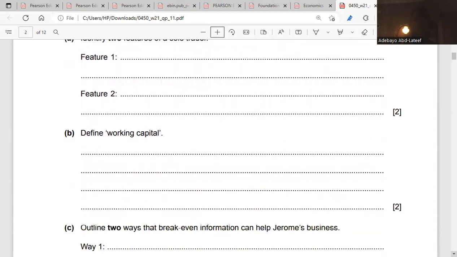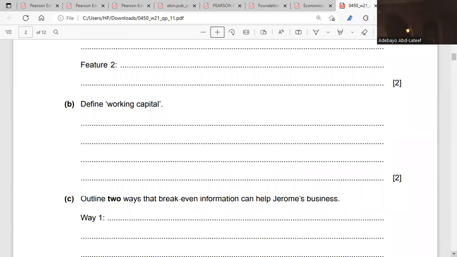B, define working capital. We're talking about working capital. It's current assets minus current liabilities, or you could say the amount of money needed to run the day-in, day-out activity of the business.